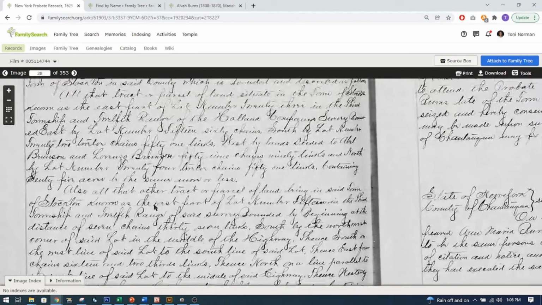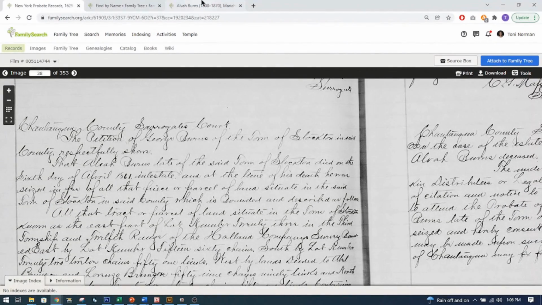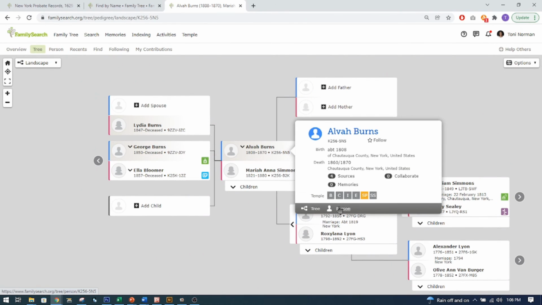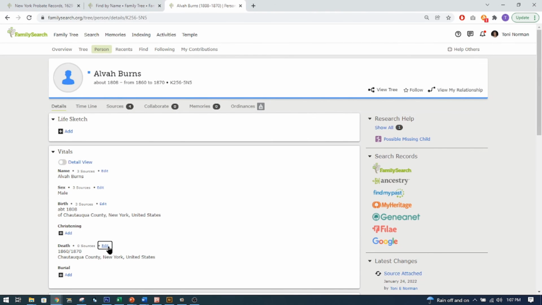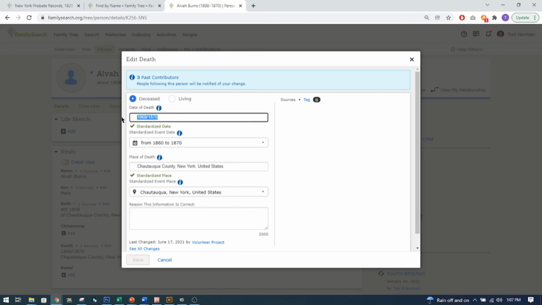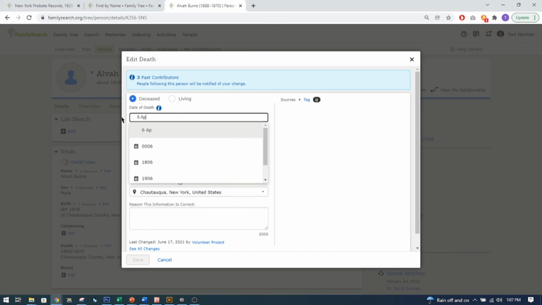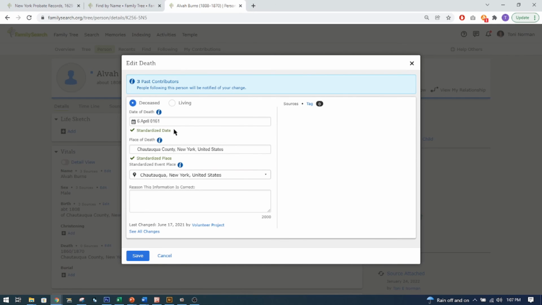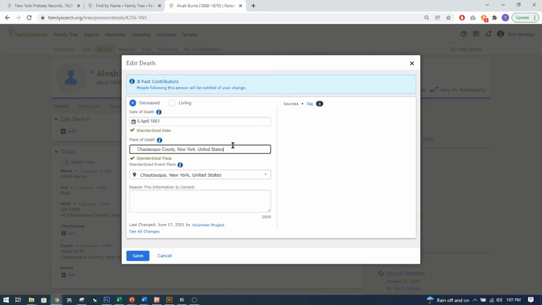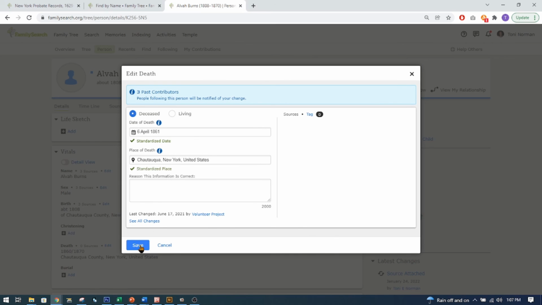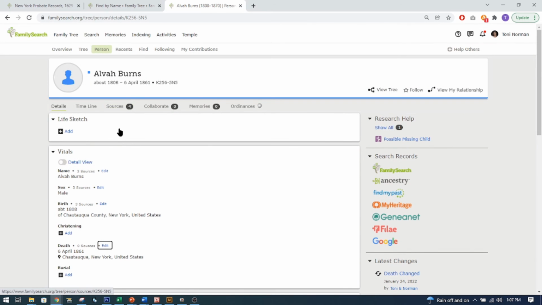So let's go back over here. It was the 6th of April, 1861. And we're going to help somebody out here. Let's go back to his page. And let's put in his death date. So somebody who had looked at this knew that he died between the 1860 census and 1870 census. 1861. Whoops. 1861. There we go. We've got it right. And let's standardize that. And there we go. So now we have given him a death date and a source.